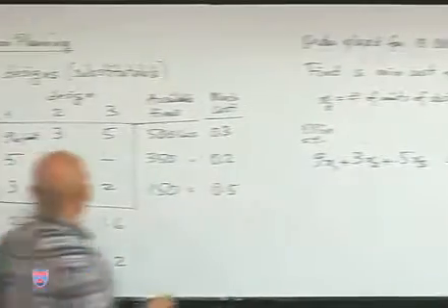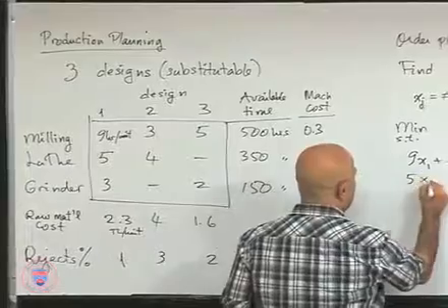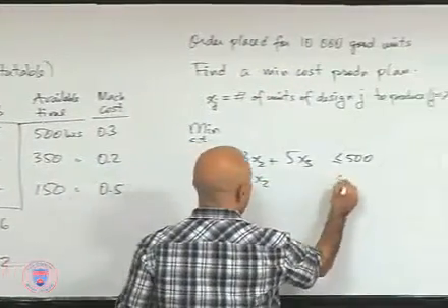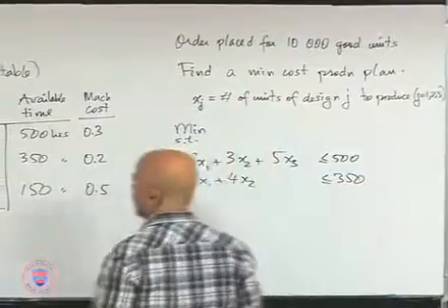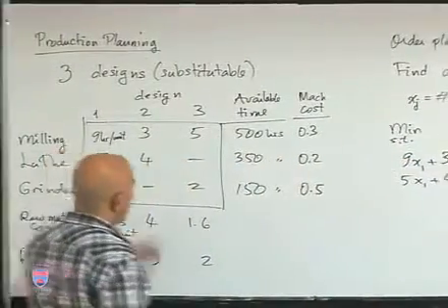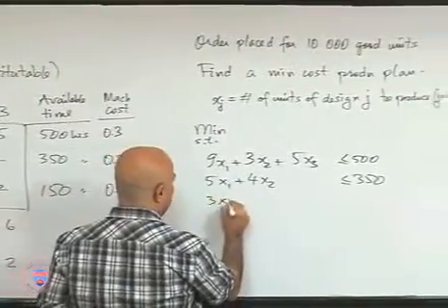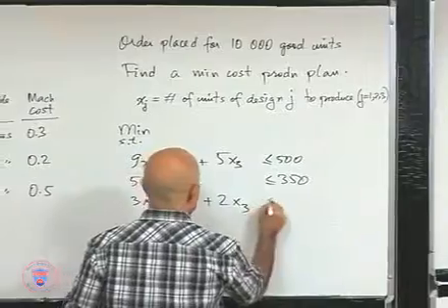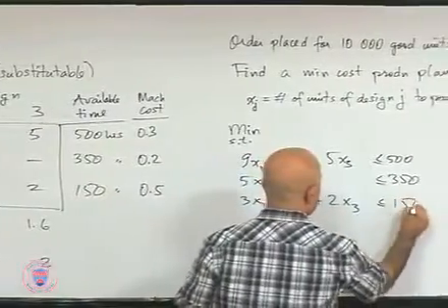For the second one, it's similar, 5x1 plus 4x2 less or equal 350. And the last one, 3x1 plus 2x3 less than or equal to 150.